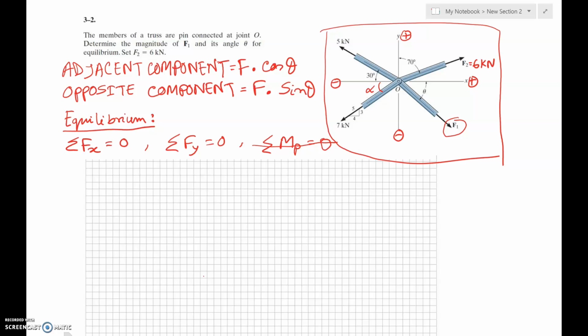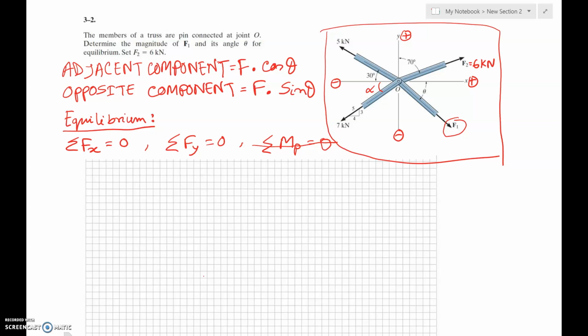Hi, today we'll try to solve a problem from homework 2. This is the figure given. We are asked to find the value of force F1 and this angle theta. The given is this system is in equilibrium.